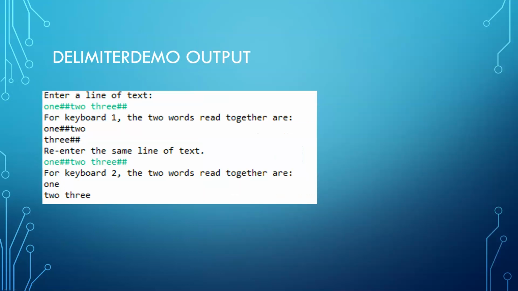So here's an example. Here I have: enter a line of text. 1 hash 2 space 3 hash. For keyboard1, the two words read together are 1 hash 2, new line, 3 hash. Re-enter the same line of text. We have 1 hash 2 space 3 hash. For keyboard2, the two words read together are 1, new line, 2 3.